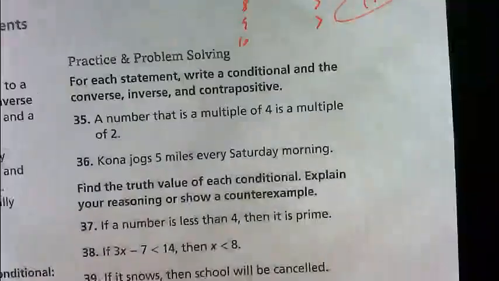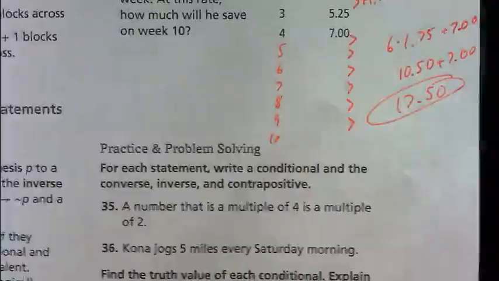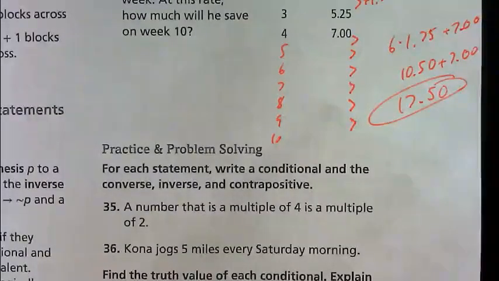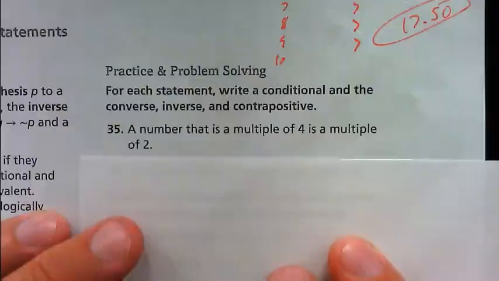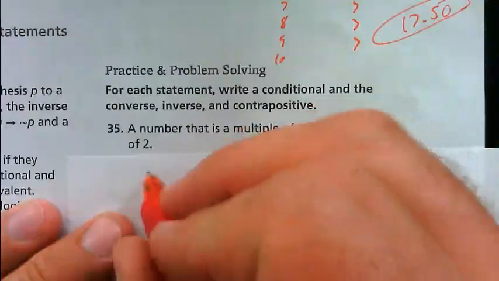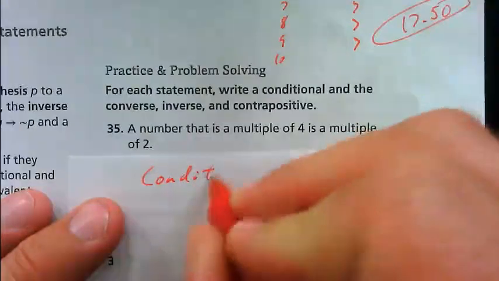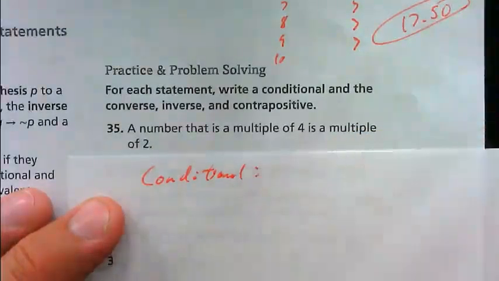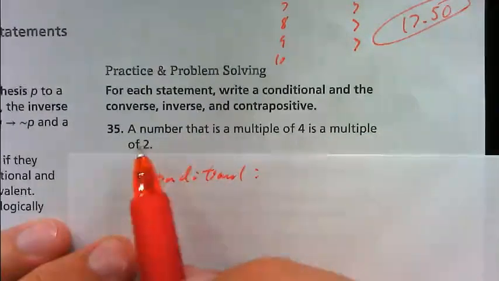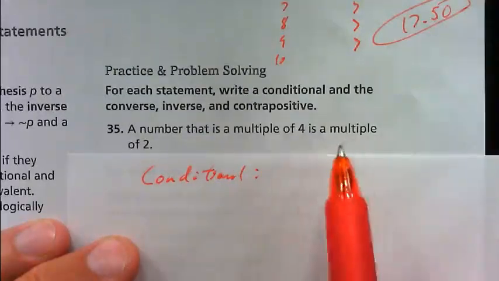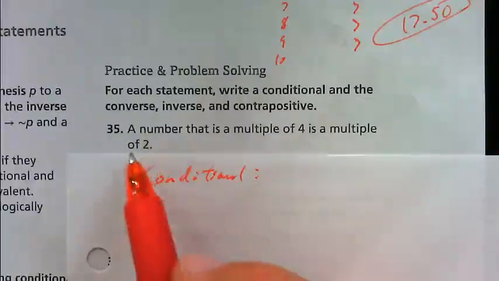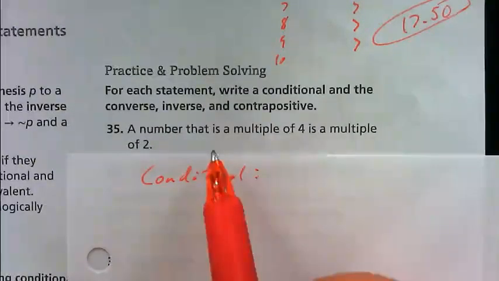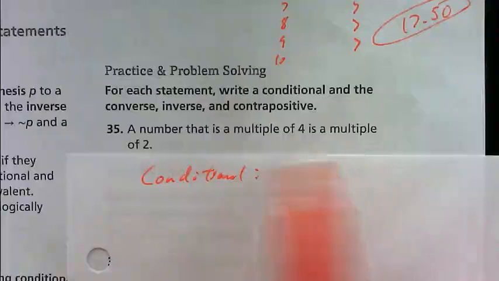Well, again, they want for each statement, write a conditional, the converse, inverse, and contrapositive. I need a little more space than what I have on this paper for this one. So let me grab a scratch piece of paper. Number 35. The conditional, again, we're writing this in the if-then format. So the original statement was a number that is a multiple of 4 is a multiple of 2. So we want to make sure it has the same context. So if a number is a multiple of 4, then it is a multiple of 2.